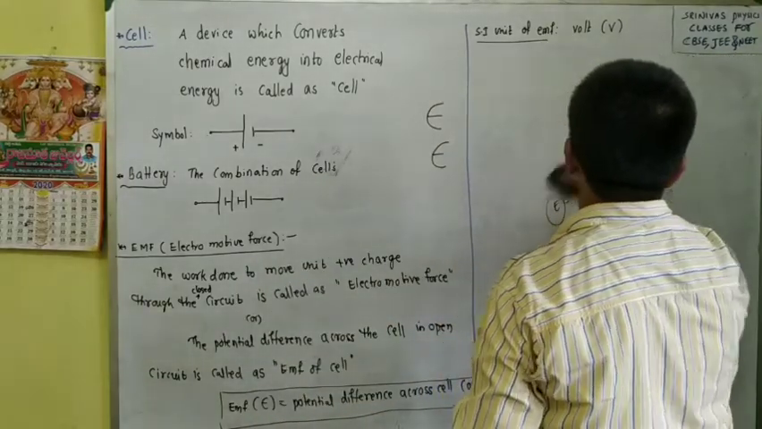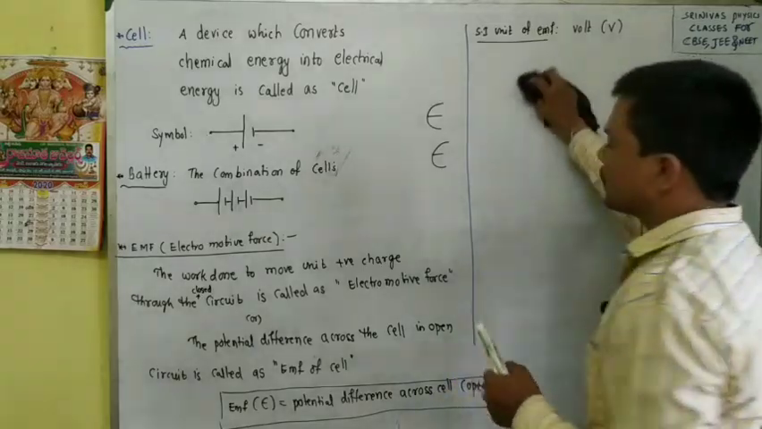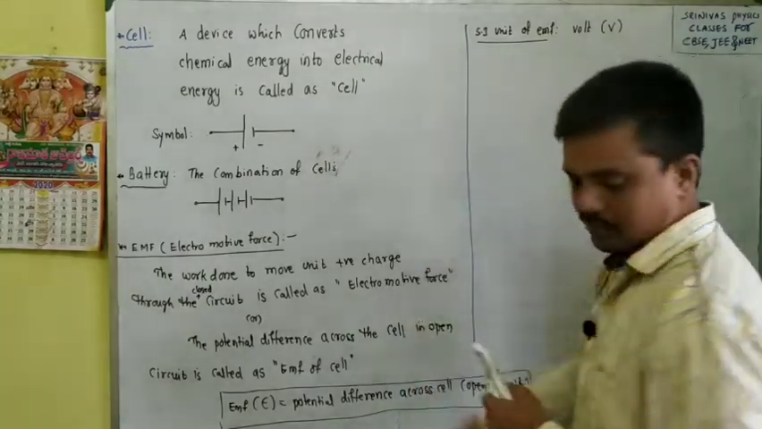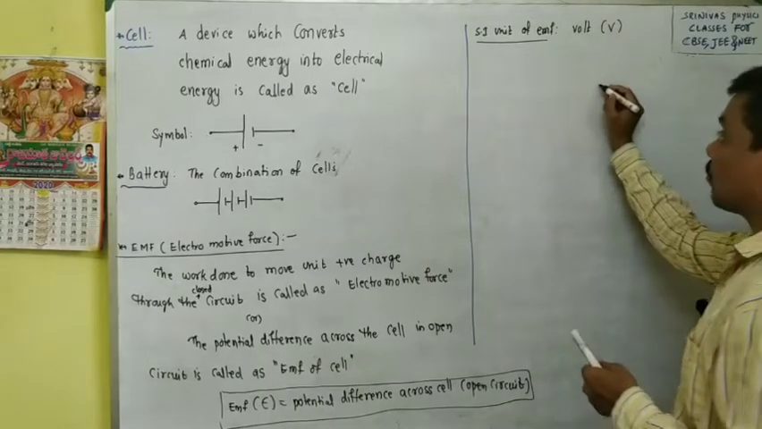Next, for example, if you take the torchlight cell, you have the small cell or wall clock cell.